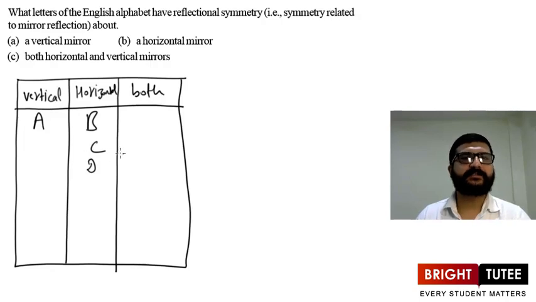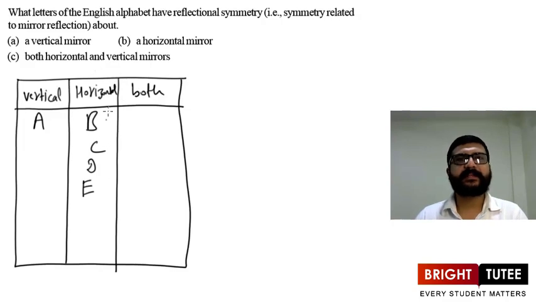So what we will observe next is E. For E we are going to have horizontal symmetry only. Like this we can keep checking for each and every letter what kind of reflection they will have.